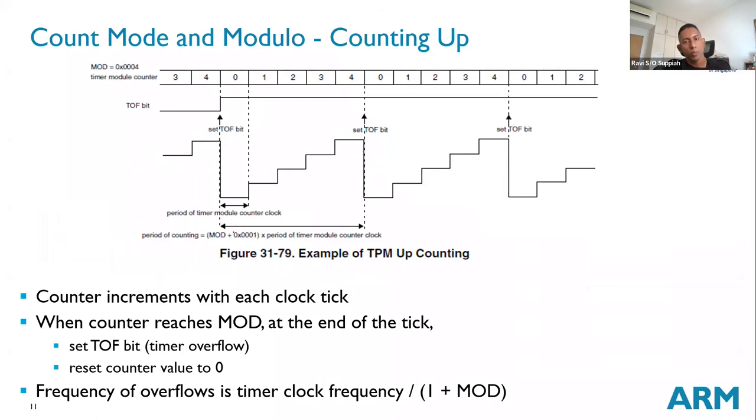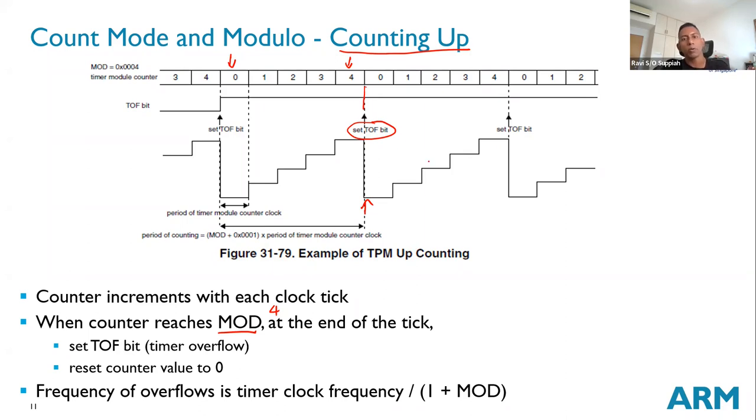In terms of counting, you can go, like I said, count up or count down. If I use the counting up mode, what happens is you start from zero and you count up to the mod value. In this case, the mod value is 4. So you count all the way to 4, and then at the end of the fourth clock, you will do a reset, and it will set the overflow flag bit. And then it will start again.